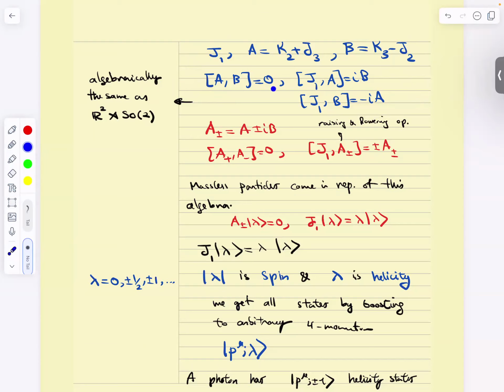If this A and B ended up being something proportional to J1, that would have looked like SU2, but it's not. All right, it's another group. The way you turn this into something that you recognize is by introducing A plus minus, which is A plus minus IB. This way, A plus and A minus commute, and J and A plus is plus A plus, J and A minus is minus A.